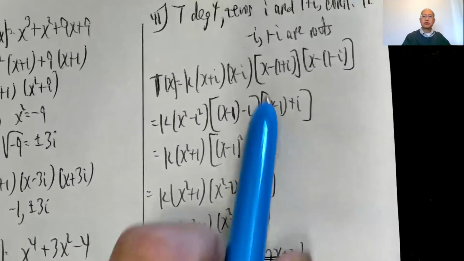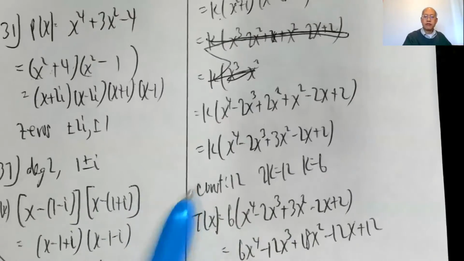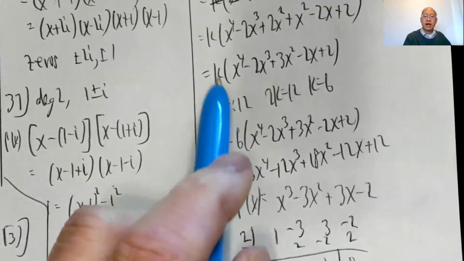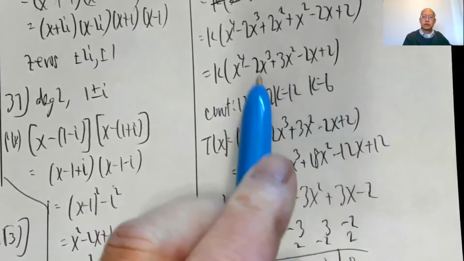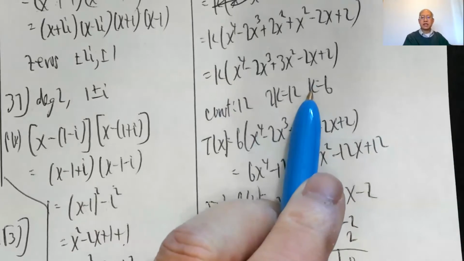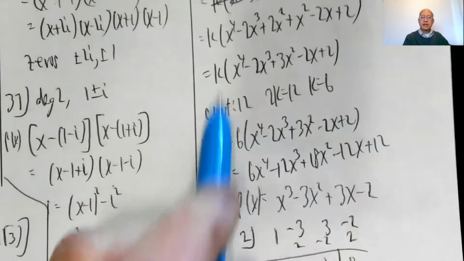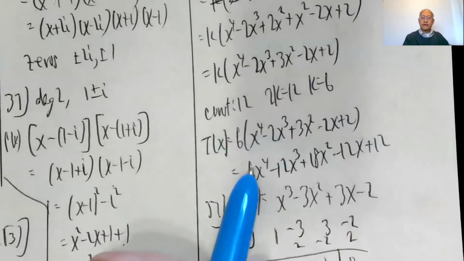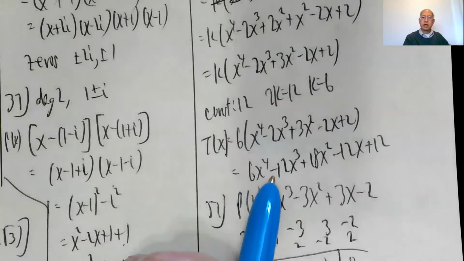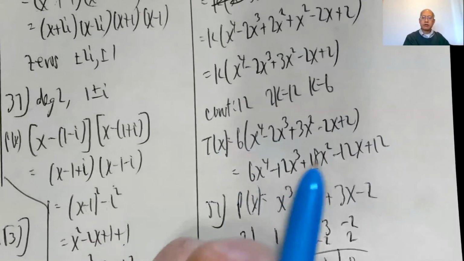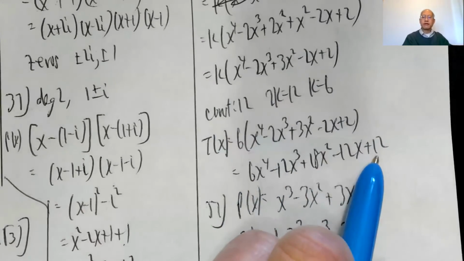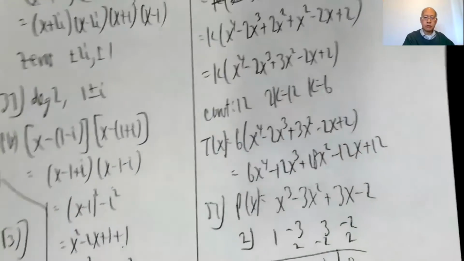Now it says the constant term is 12. If the constant is 12, I've got k times 2. 2 times k is 12. That means k is 6. So make this 6, distribute, and finally here's my polynomial: 6x to the 4th minus 12x cubed plus 18x squared minus 12x plus 12. We said the constant term is going to be 12.